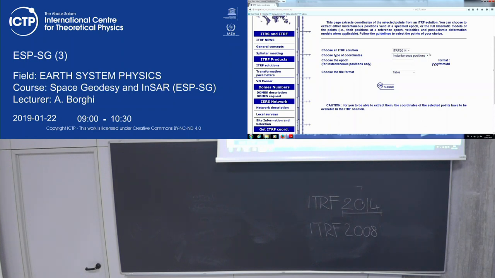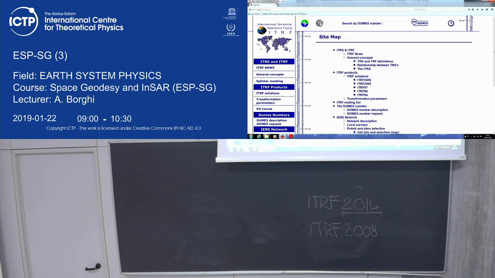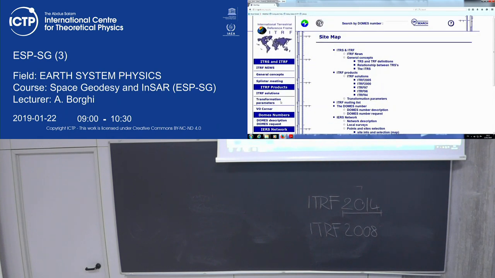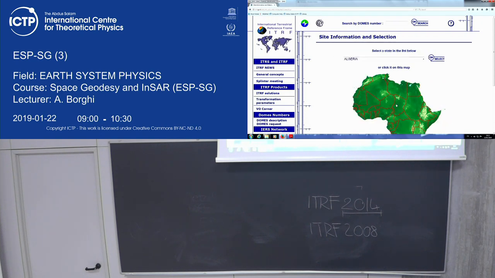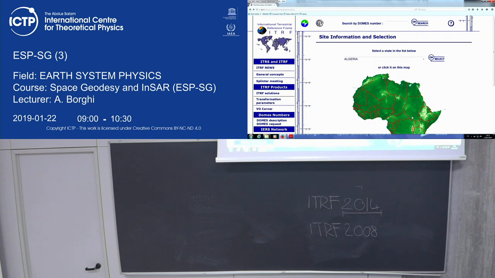I never use this facility. I have my routine to do this, but it's important to see the site map. I remember that sometimes there is a map with all the stations that we use, all the stations distributed all over the world. There are site info and selection. Probably this is not the map to do computation.